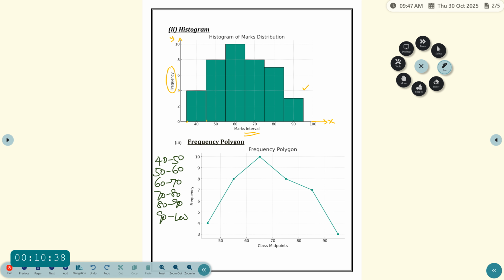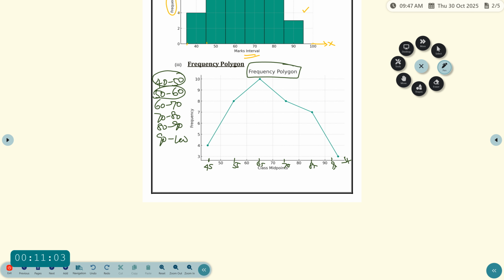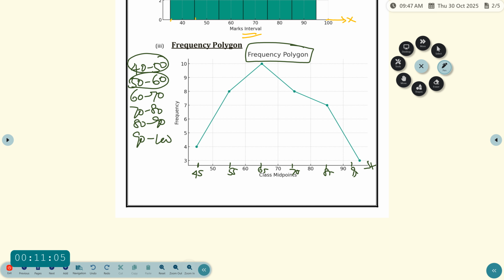Now, the midpoint of the class interval. What is the midpoint of 40 to 50? 45. Next, the midpoint of 50 to 60 is 55, and then 65, 75, 85, 95. For frequency polygon, we have to choose the midpoint of the class interval in x-axis. So, 40 to 50 midpoint 45.